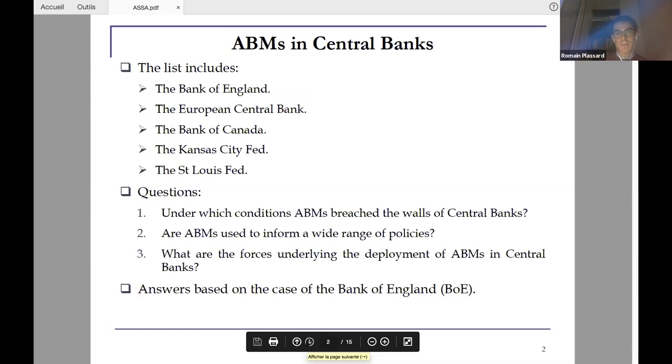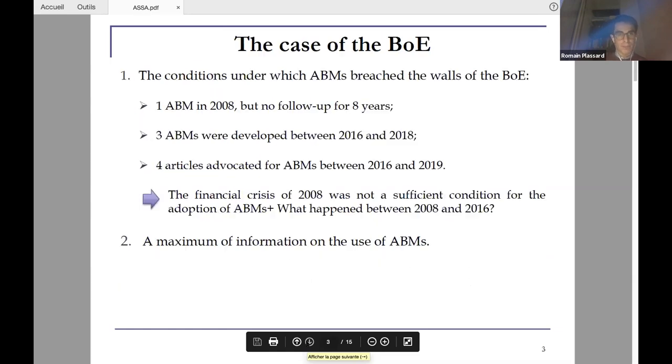And my case study is the Bank of England. Agent-based models did not enter the Bank of England's toolkit at once. The technique was used a first time in 2008, but there was no follow-up. It was as if a driving force was missing. However, the situation changed after 2016.